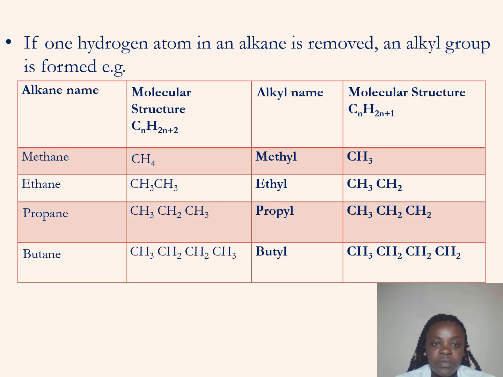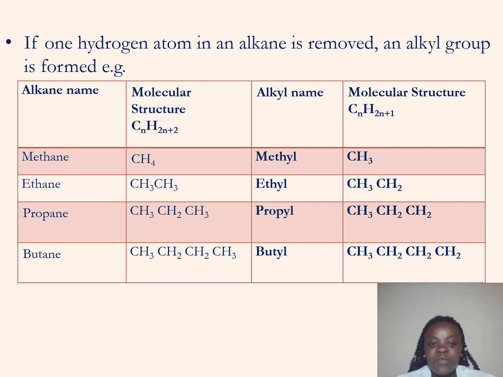Okay, so we have the alkyl groups. When we remove one hydrogen atom from an alkane, we form an alkyl group. For example, methane has 4 hydrogen atoms. So when we remove one hydrogen atom, we are going to have 3 hydrogen atoms and 1 carbon atom. So that one will no longer be methane, but it will be what we call a methyl group.